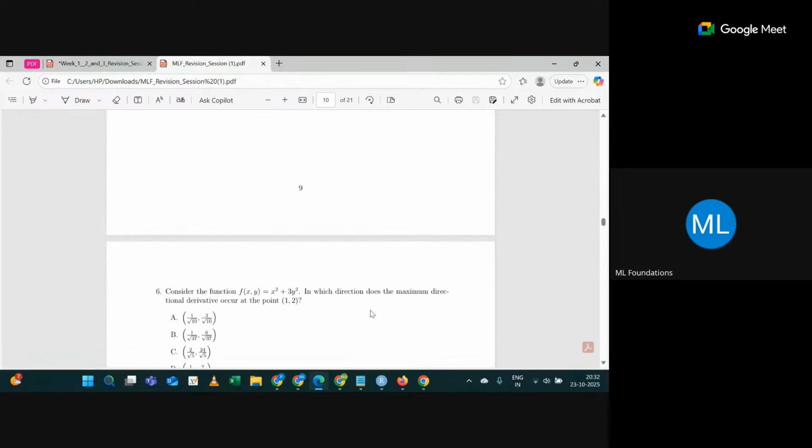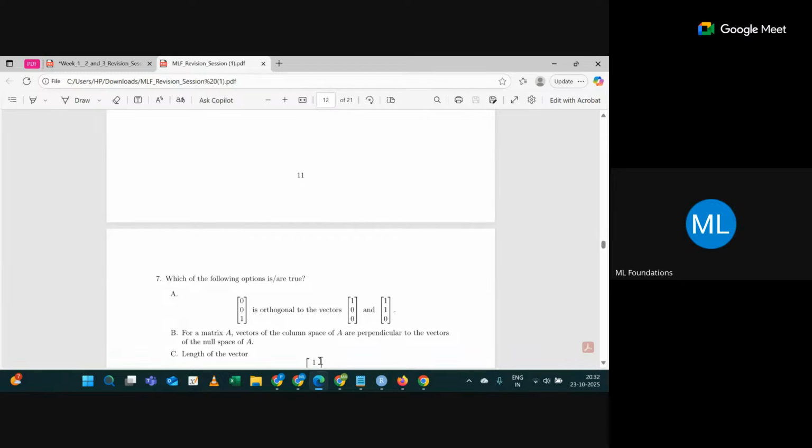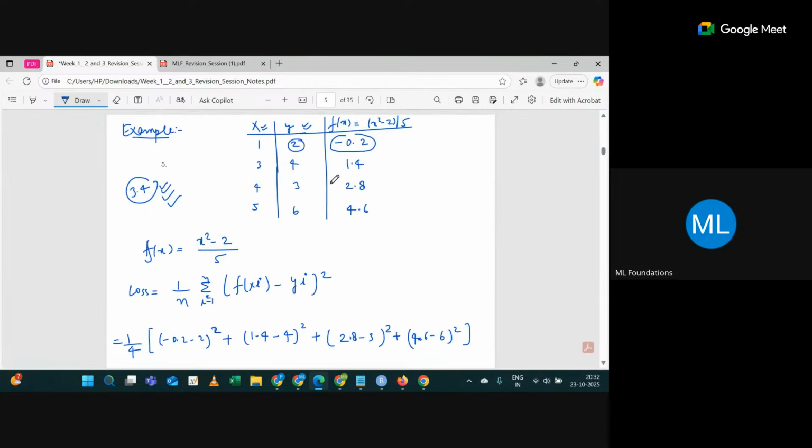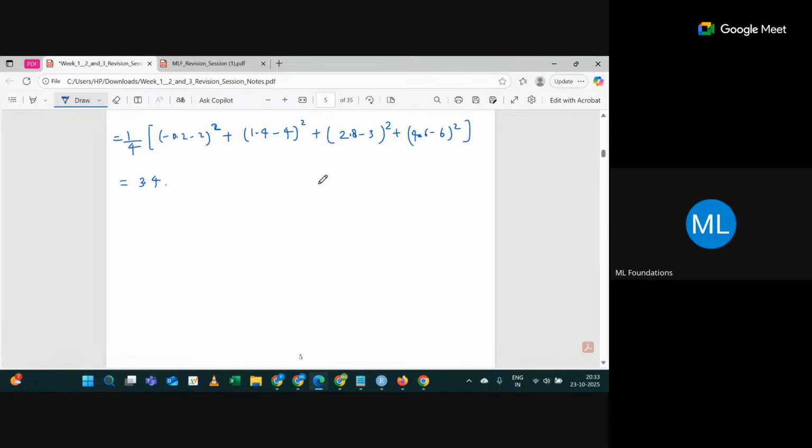I have collected some questions, and we will discuss those questions. Don't worry. What about the 0-1 loss? Is it related to this part? Yes, I will tell you. Okay, so this question was one of the examples related to regression.